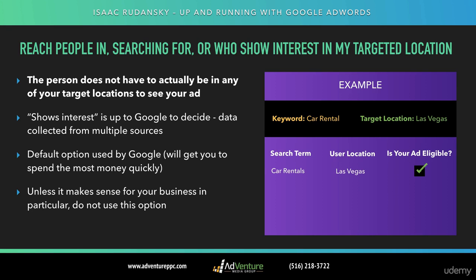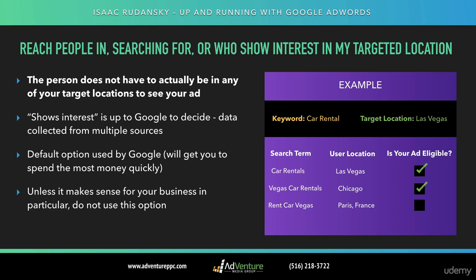Let's take another example. Vegas car rentals. They're in Chicago. So someone in Chicago is searching for car rentals in Vegas. And this is what I was alluding to before, where this targeting option might be a good choice for your business, because you might want to reach people who are planning a vacation to your targeted location, but they're currently searching from another location. So this ad, what do you guys think? Is your ad eligible to show in this instance where the user's in Chicago? Yes, it is. If you guessed yes, you're right.